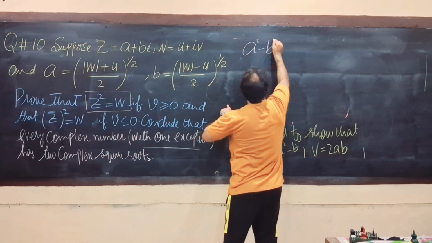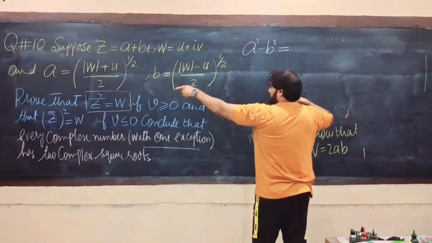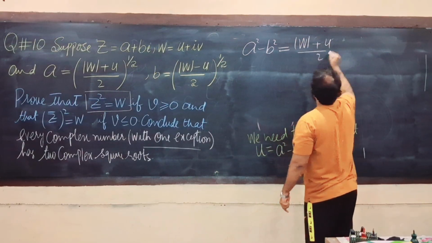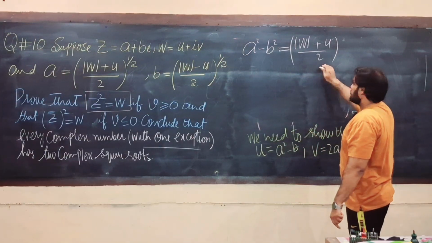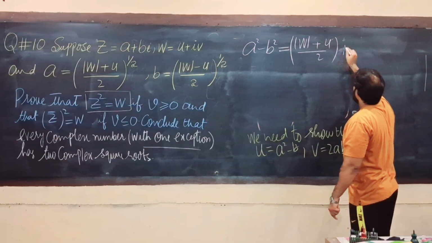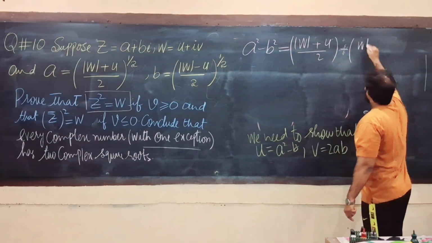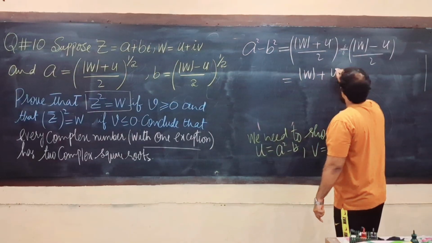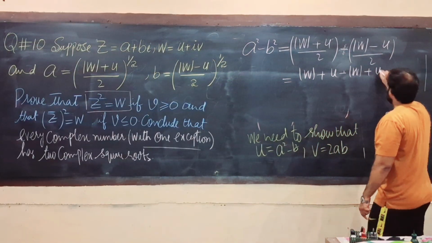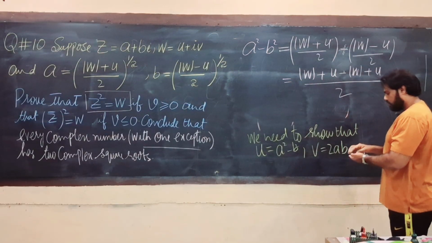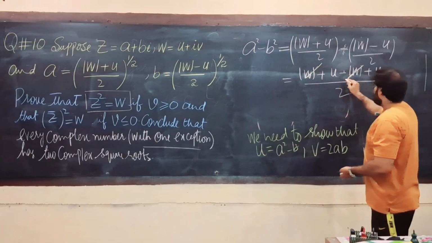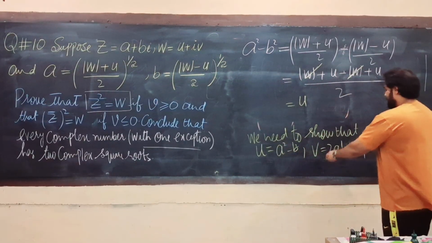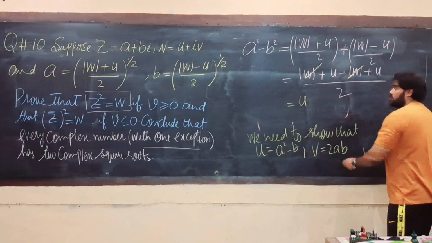A square minus b square is equal to, what is the value of a? The given value of a is this. When you take its square, we have magnitude of w plus u by 2. The square root will be cancelled with the square. So we have this plus, and this is minus, after taking the square of b, magnitude of w minus u over 2. By taking LCM and after some calculation, this is minus w plus u over 2. The magnitude of w is cancelled. The remaining is u plus u, which is equal to 2u over 2. This is equal to u, which is our required result. Next, similarly, we show that the value of 2ab is equal to v.